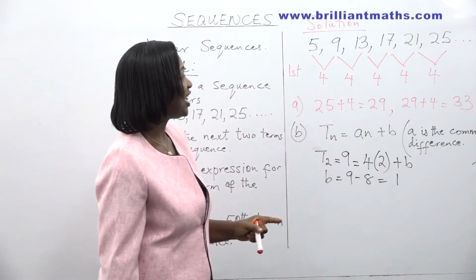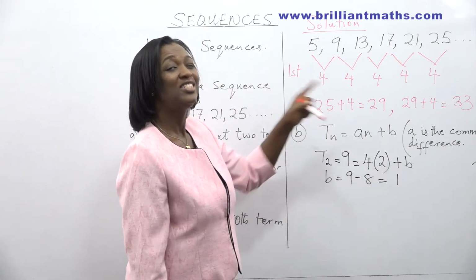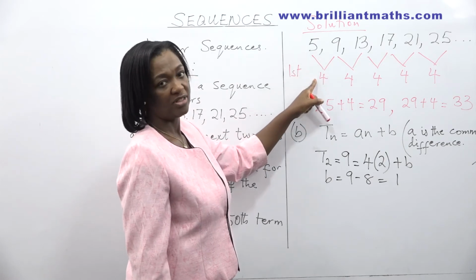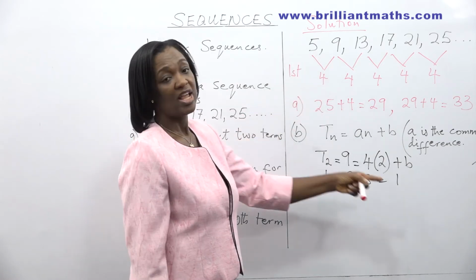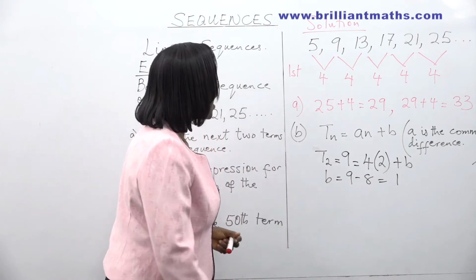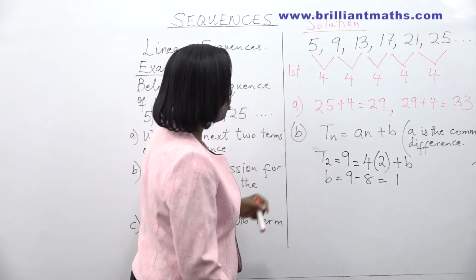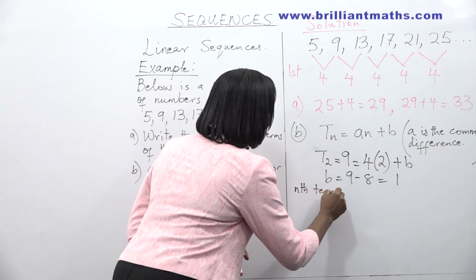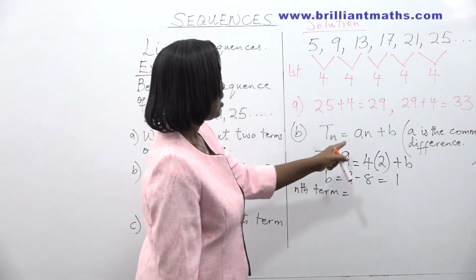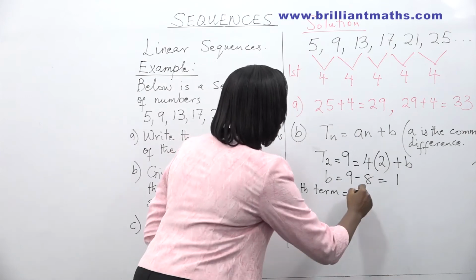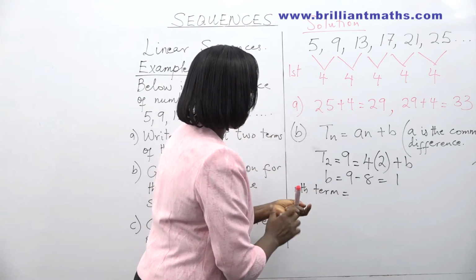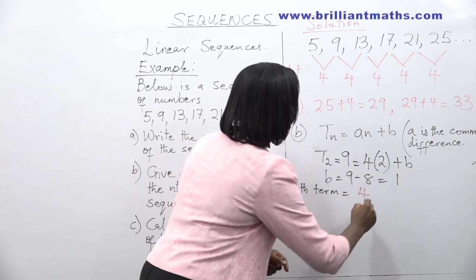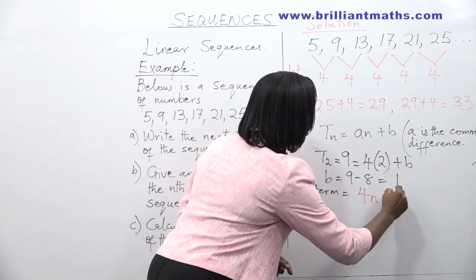But remember that I said that b is the difference between the first term and the common difference. So 5 minus 4 is 1. So the nth term for this sequence will be equal to our a, which is our common difference, 4. Nth term will be 4n plus 1.